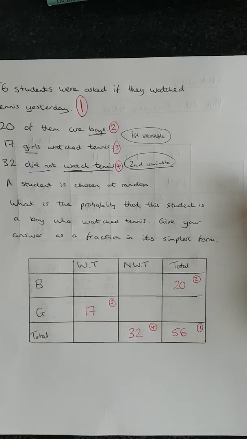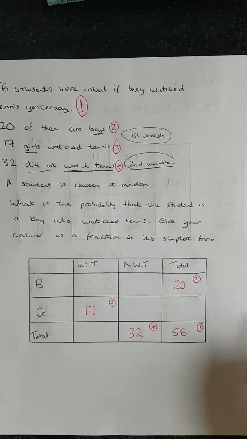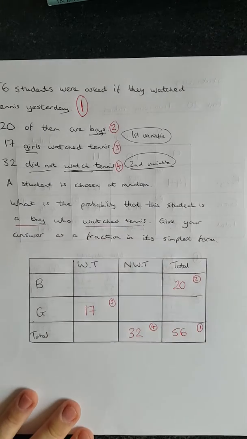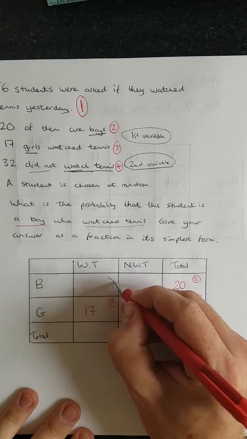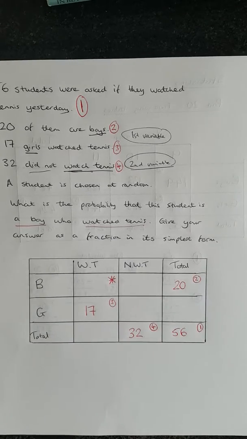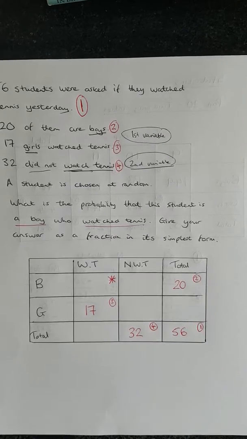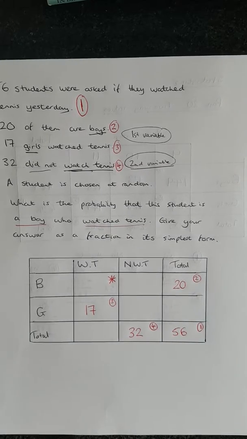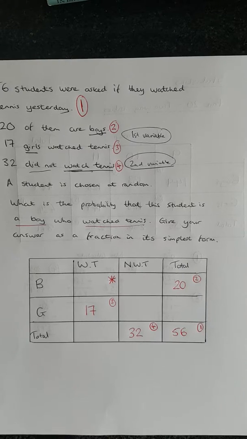A student is chosen at random. What is the probability that this student is a boy who watched tennis? Well, that's this box here. So my question for you is, how can we work out the number that goes in that box? But not only how can we work it out, how can we work it out as quickly as possible? Pause the video now if you want some time to think.